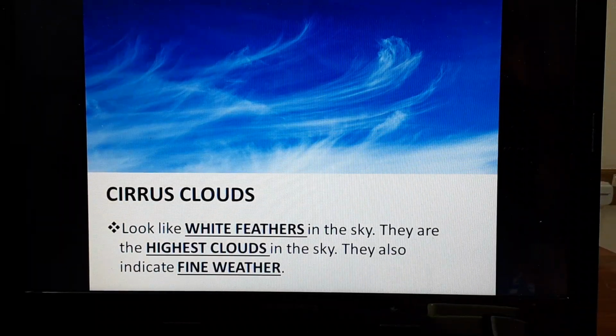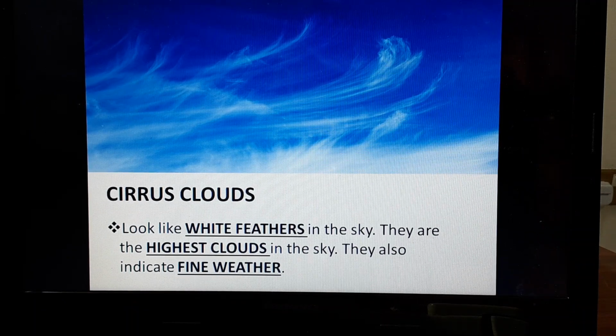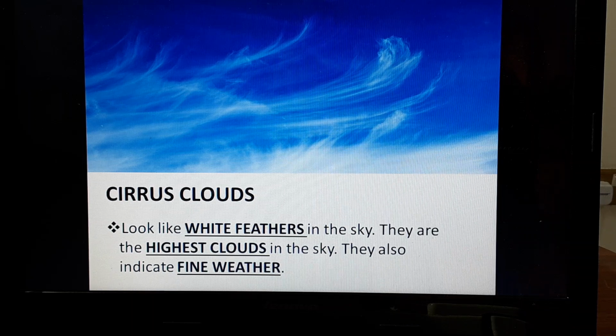Let us start with the first type of clouds. It's the cirrus clouds. So if you're going to observe the picture, what can you say about the cirrus clouds? So when we talk about cirrus clouds, they look like white feathers in the sky. They are the highest clouds in the sky, and they also indicate fine weather. Try to look at the words that I highlighted: white feathers, highest clouds, and gives fine weather. These are the three words that you need to remember to identify the cirrus clouds. So they're like white feathers, highest clouds, fine weather.